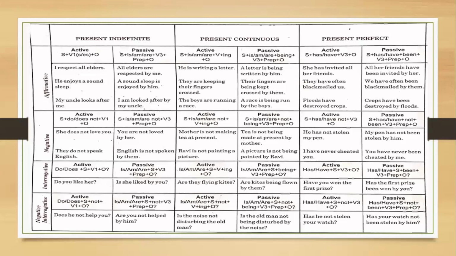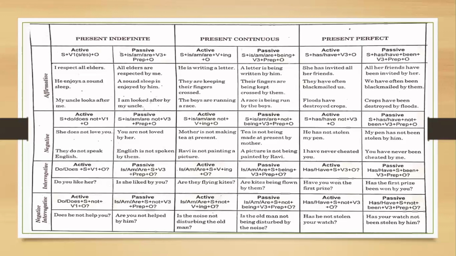Now you will see that here is are and there is. Why? Because a race is singular. We have to change the verb. We have to put is/am/are according to the subject, that will be in passive voice. So a race is singular, that is why we have used is. Okay. Negative: mother is not making tea at present. Now here are also two objects, tea and at present. So we will add at present before by. Tea is not being made at present by mother.